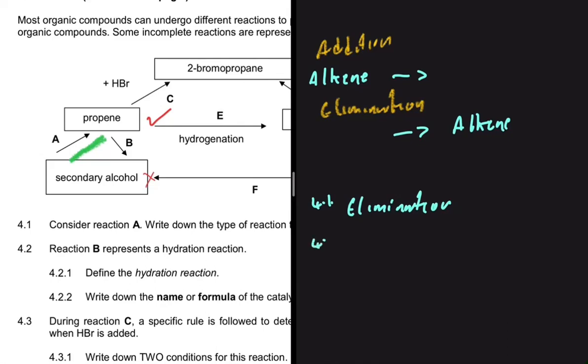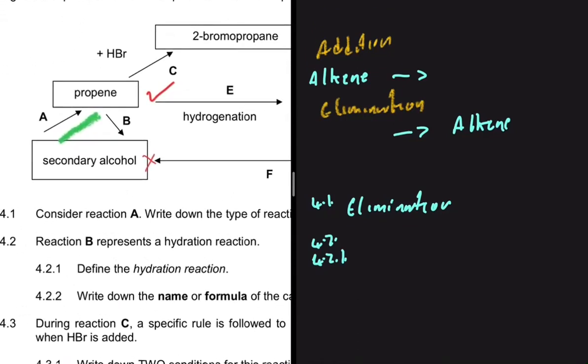Let's do 4.2 and 4.2.1. Reaction B represents a hydration reaction. Let's look at B. At B, we're starting with propene and we end up with a secondary alcohol. And then we are told that that reaction is a hydration reaction. Now what we're asked to do is to define hydration reaction. It is the addition of water to a compound. That's it. That's the definition. That's what we mean when we talk about a hydration reaction. We add H2O to a compound.